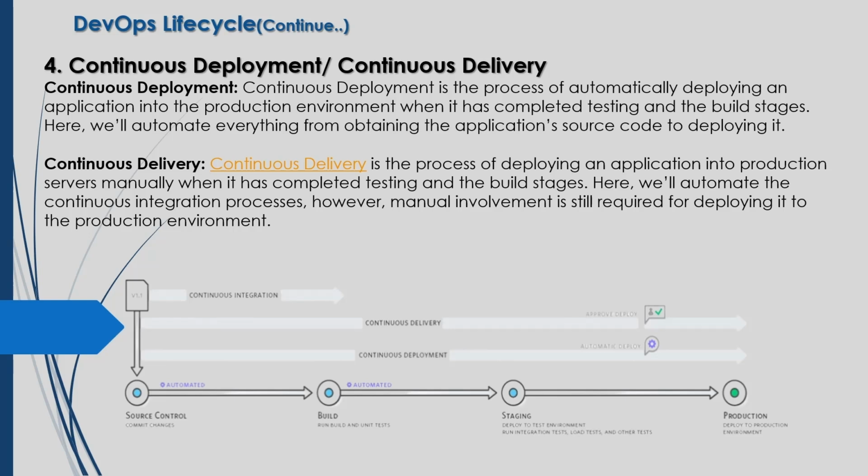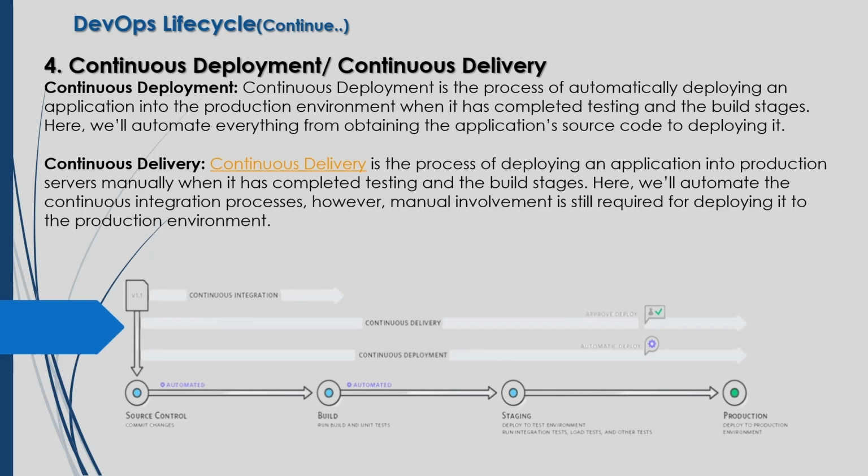In here we don't need any further approval from the release manager or operational manager. It's just being deployed. It's been approved already. It is an automated process. Continuous delivery, while, is the process of deploying an application into production servers manually when it has completed the testing and build stages.